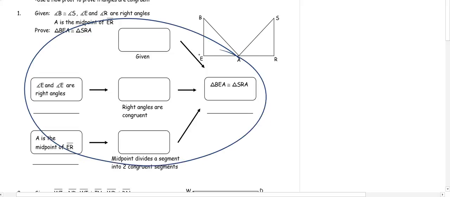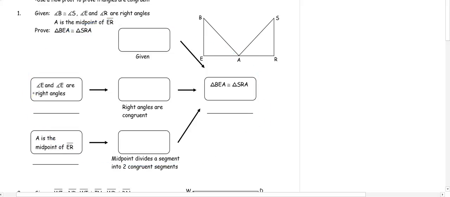If we look down here, this is a flow proof. We have boxes, and in the boxes are going to be the statements, and under the boxes are going to be the reasons. Before we had statements in one column and reasons in the other. Now we're going to have them broken into boxes.